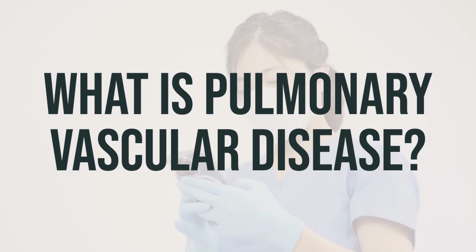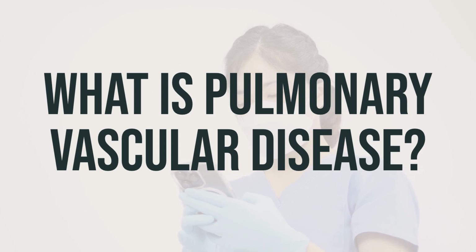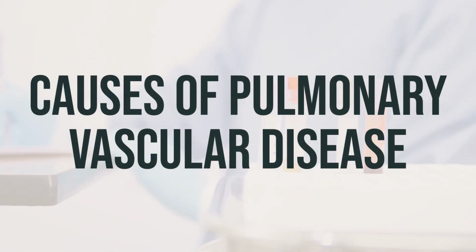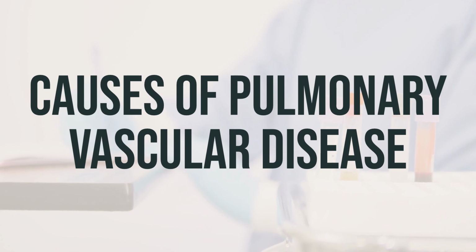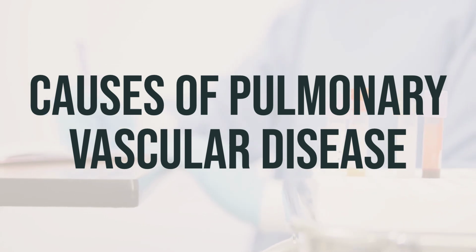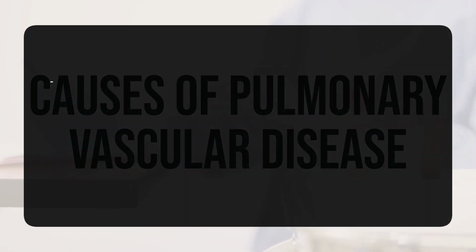If any part of this heart-lung blood circuit becomes damaged or blocked, it can lead to pulmonary vascular disease. Pulmonary vascular disease can be caused by different factors depending on which blood vessels in the lungs are affected. There are several categories of pulmonary vascular disease.